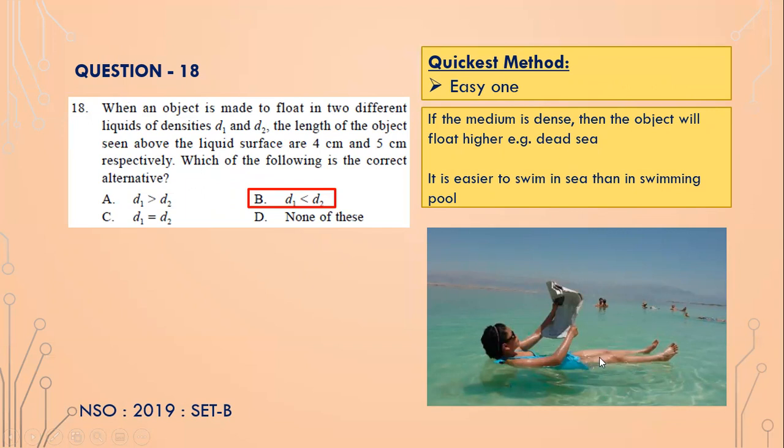But normally in a swimming pool, which has clear water, if the person is in this position, the person will sink. The person will normally sink. But in the Dead Sea, which has a very high amount of salt and is very dense, the person will float higher.